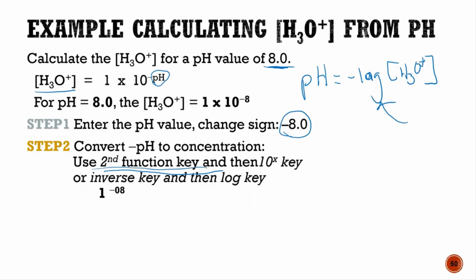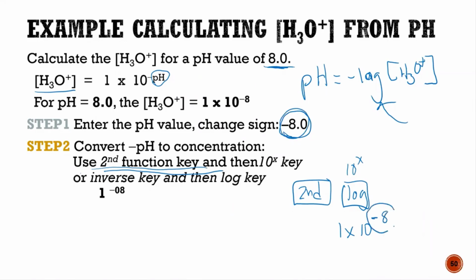So when they say use a second function key, basically the way you would do that, if you wanted to find the hydronium concentration, is you would hit your inverse second function key, and then typically you would hit the log key, because above log you should have something like that. And what that will do is it's thinking it's 1 times 10 to the negative, and then you're going to hit the negative 8. So you have to make sure to hit that negative.